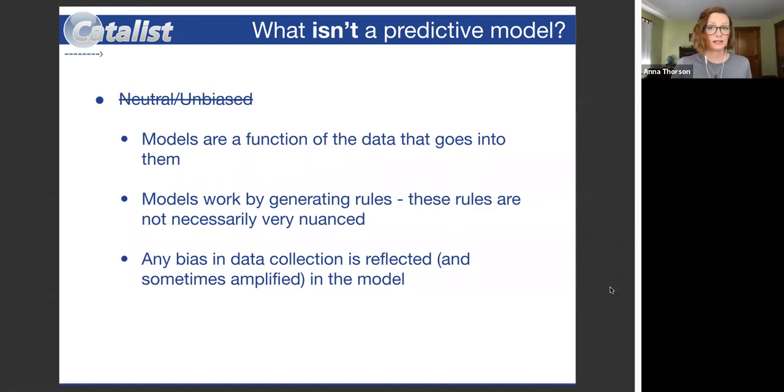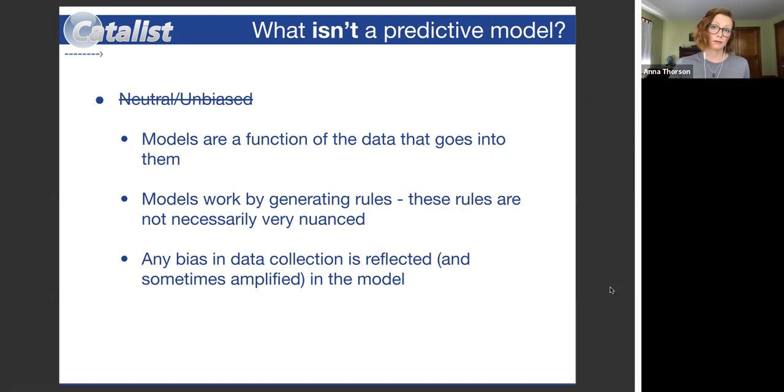I have seen presentations at conferences where bias in the training data is not just reflected in the model. Due to the rules generated by the model, the bias was in fact amplified. So what does this mean? Well, it means for me as a practitioner that I have to be very careful.